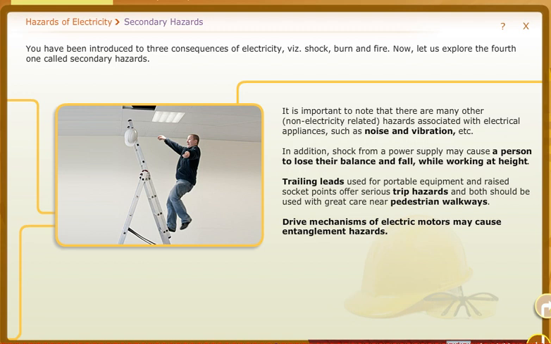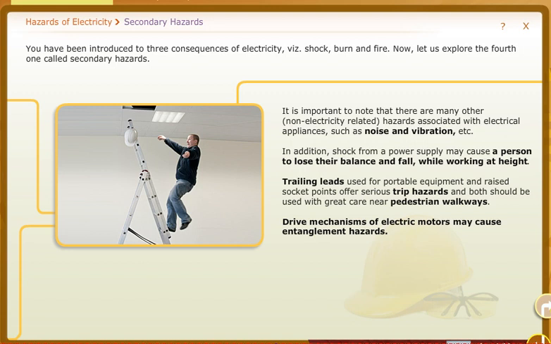It is important to note that there are many other non-electricity related hazards associated with electrical appliances such as noise and vibration, etc. In addition, shock from a power supply may cause a person to lose their balance and fall while working at height.